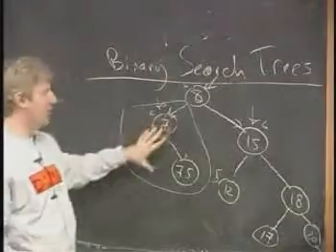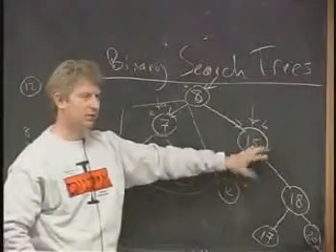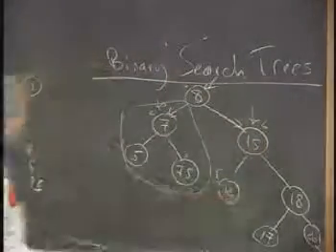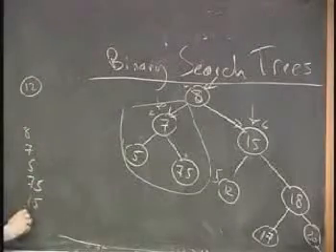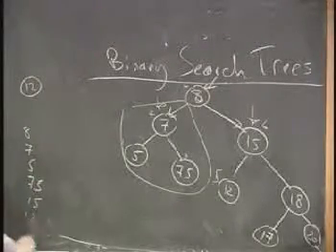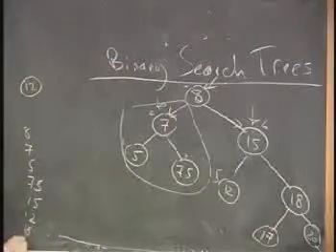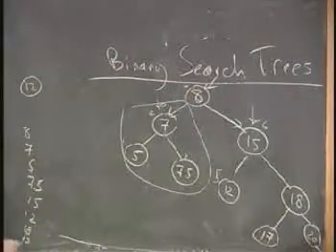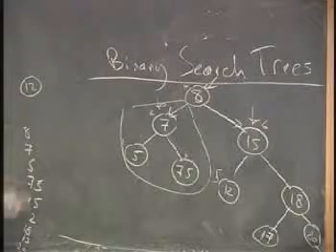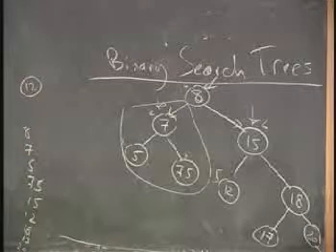Where are we up to? We did the root, the left subtree. Now we're going to do the right subtree. Root, left subtree, right subtree. So 15, 12, and then this one is 18, 17, and 20. That's a listing of these in pre-order.